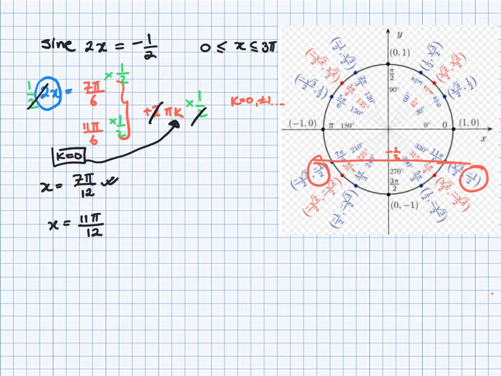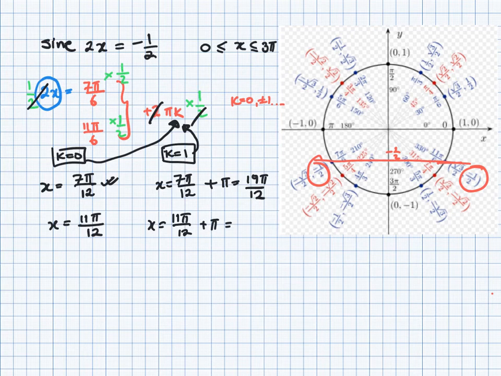Now, we do have to check different values of k. So when k is equal to 1, x is going to be equal to 7 pi over 12, and then plus k times pi, which is pi times 1, so it's plus pi. And when you simplify this or put them together, it will give you 19 pi over 12. And then x is equal to 11 pi over 12 plus pi. It will give you 23 pi over 12. So this is when k is equal to 1.